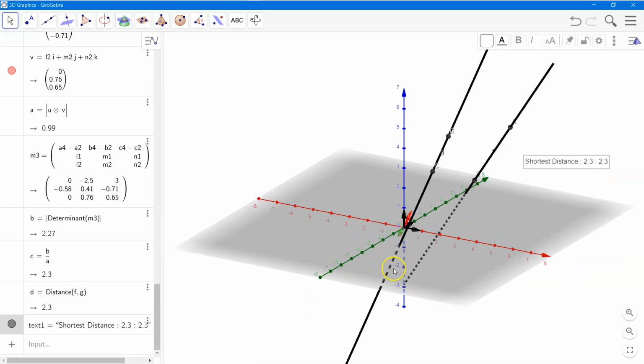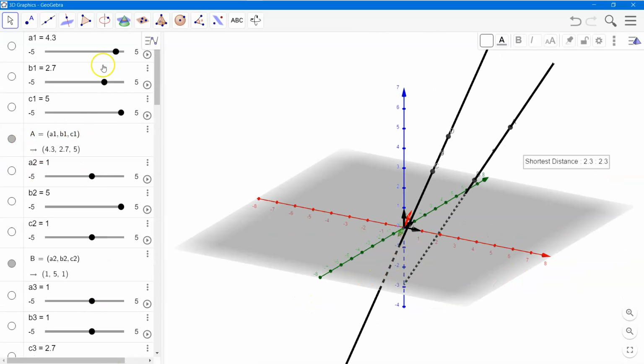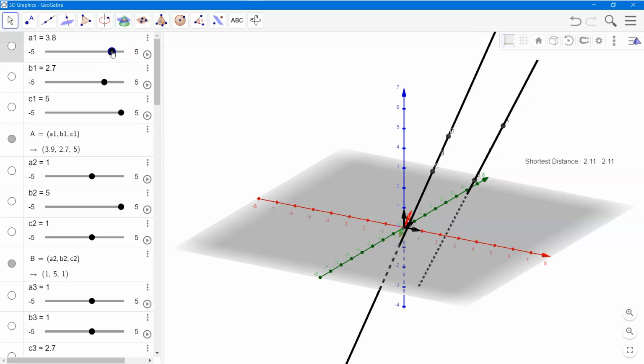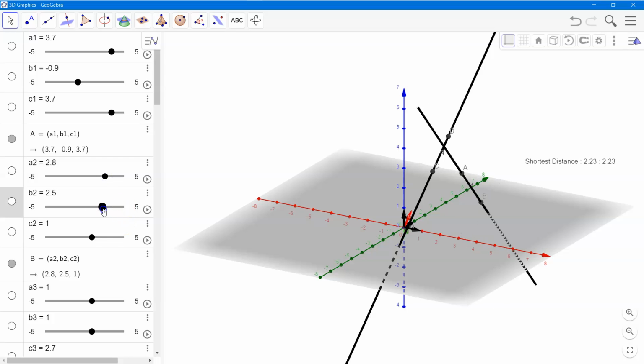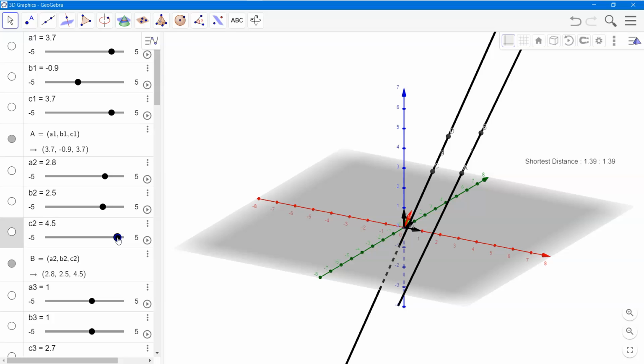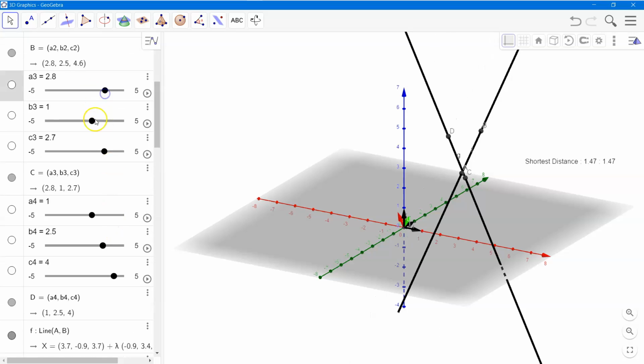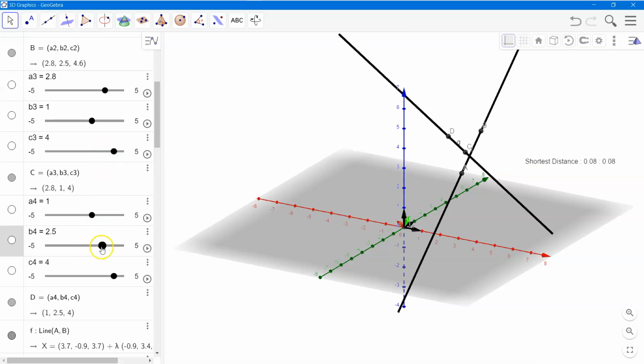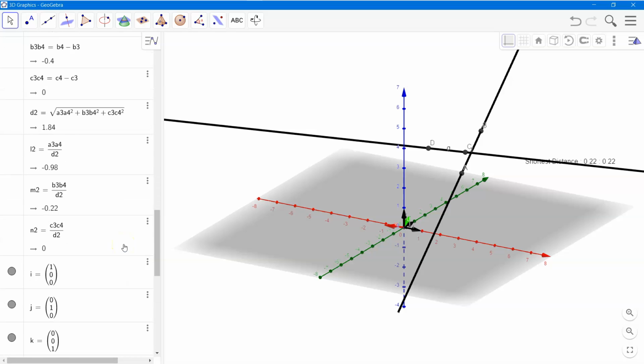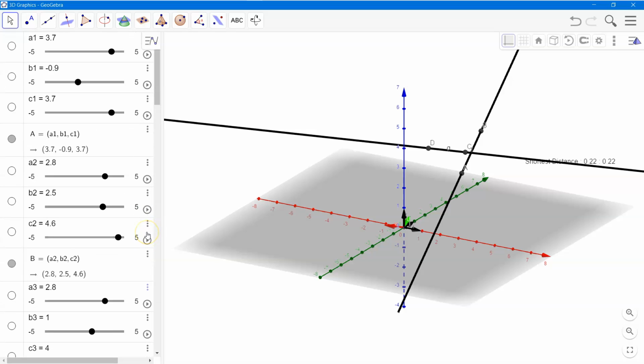And now let's move this around a little bit. Each one of them. See, at any given point, both the values are the same. Similarly, both the values are the same. You try out all the different combinations. Similarly, this also you can move around. Got it? So that is the shortest distance between two lines in space, in three-dimensional space. That's it. Bye.